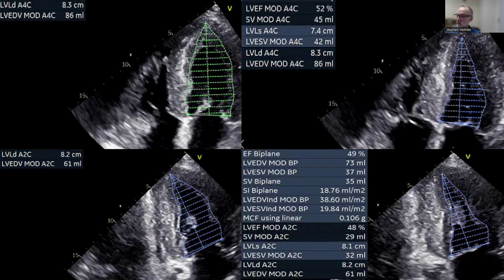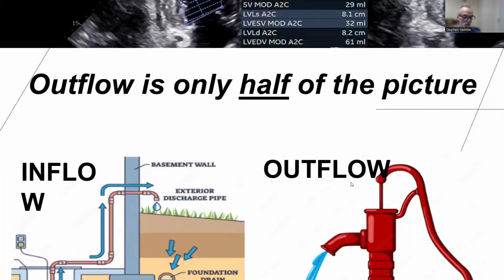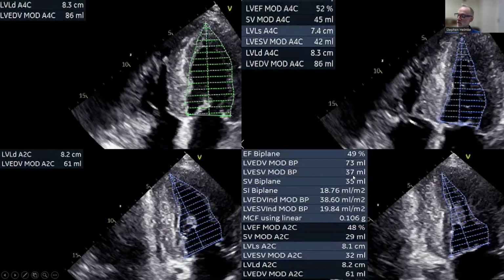So the issue here isn't the percentage of blood flow here, but the stroke volume. There we have a 35% stroke volume, and normal is 60 to 70.